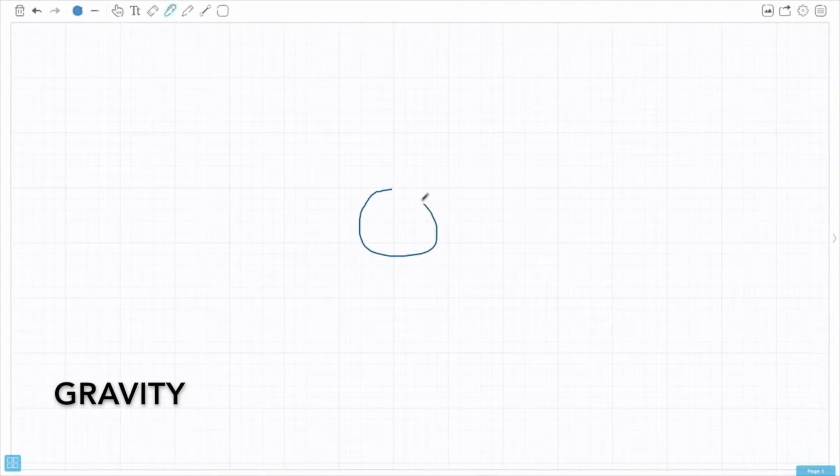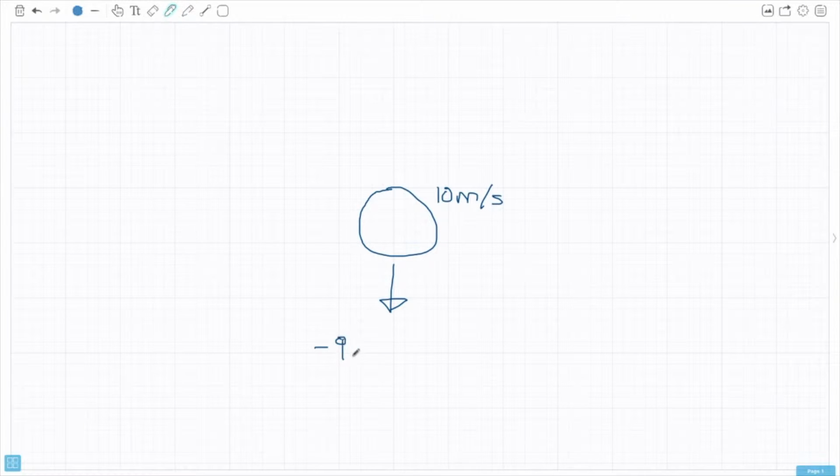Here we have a ball. It was just kicked by my foot at 10 meters per second. After it left my foot, gravity is now pulling it down at negative 9.8 meters per second squared. Now we want to figure out how long it will take before the ball reaches a velocity of 0 at its vertex.